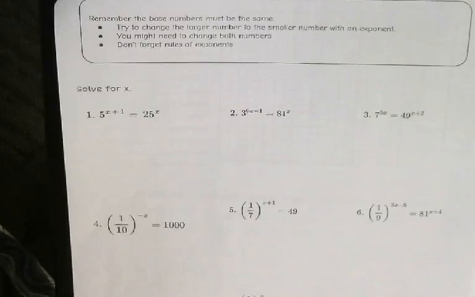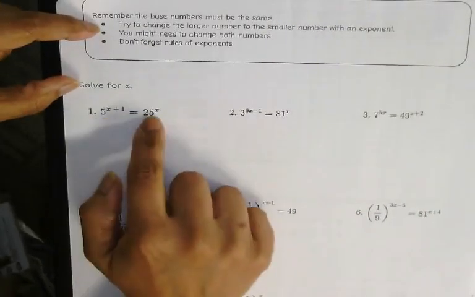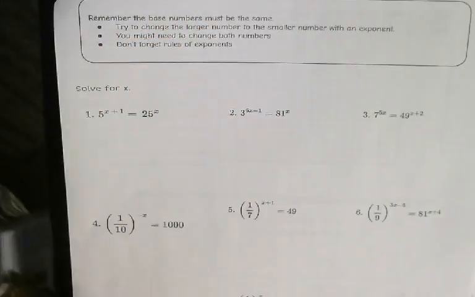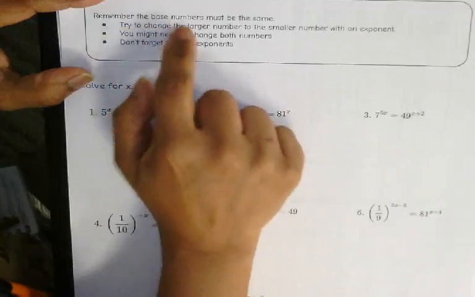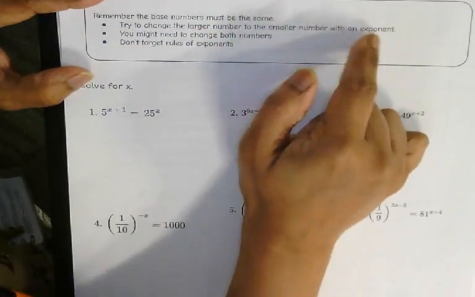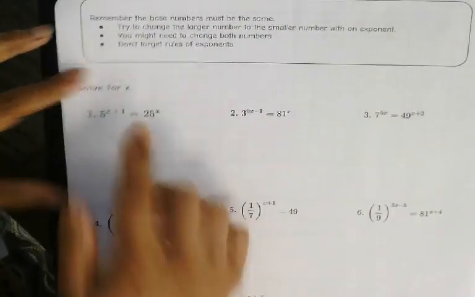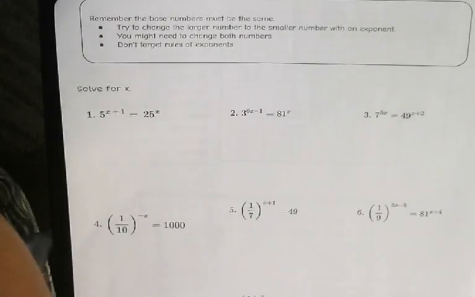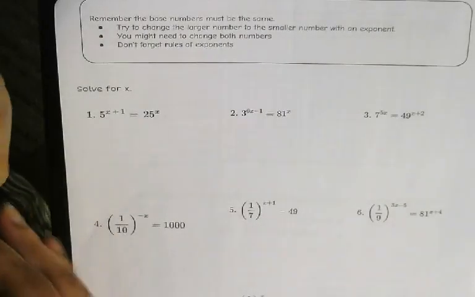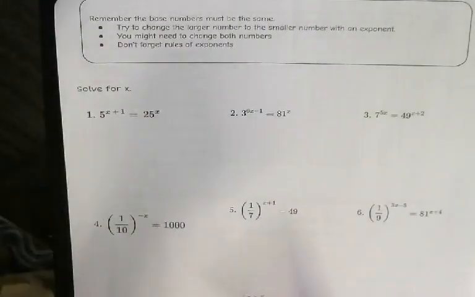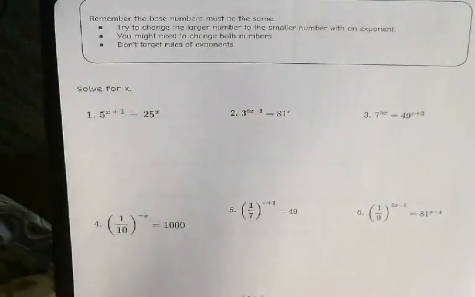Okay. Now when you try to simplify them, our whole goal is to match the base. The base is going to be whatever is at the bottom, not the power. We're not talking about the exponents. We're going to try to match the base. When you try to match the base, try to change the large number to the smaller number with an exponent. So over here, we have two sides. We're going to work with the bigger number, reduce it to the smaller one and put an exponent on that one. And then you might need to change both of them just to match it. We will see one problem like that.